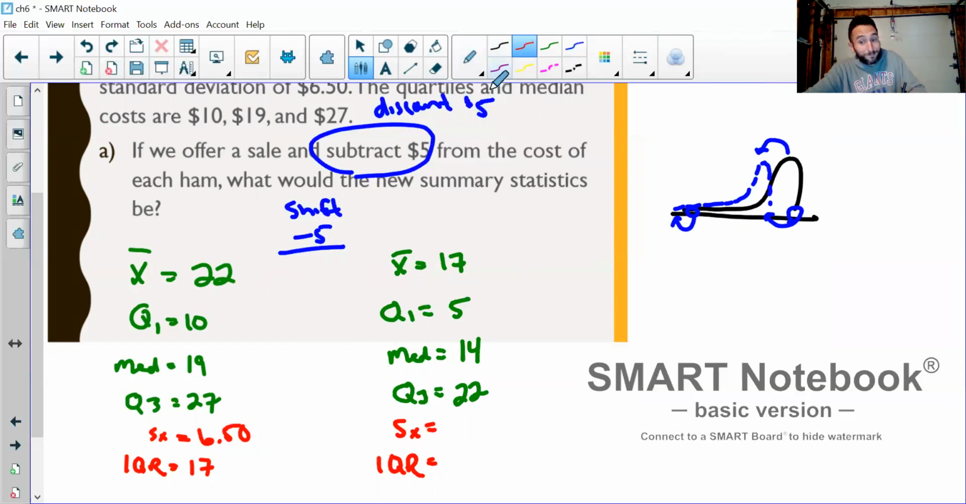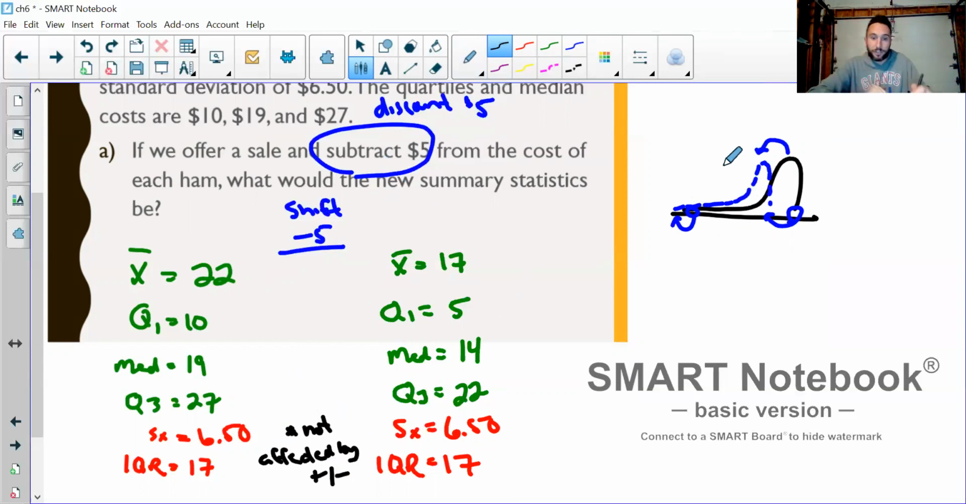But hopefully you realize that measures of spread are not affected by shifting. Down here, measures of spread are not affected by addition and subtraction, by shifting, because we're just sliding the curve to the left. So our measures of spread are actually going to stay the same. That's pretty terrible handwriting. All right. Whereas for all of these, we're going to subtract $5.